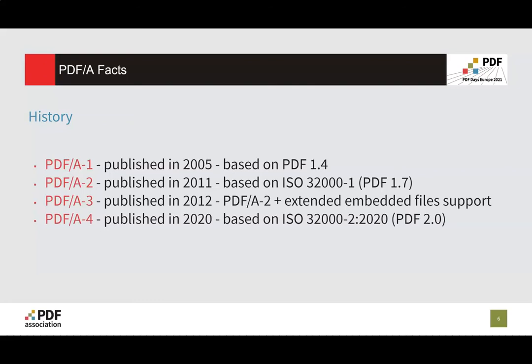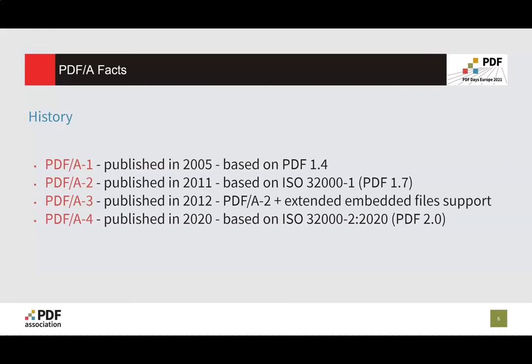PDFA3 is published in 2012 and has the same 3 conformance levels as PDFA2, so A, B, and U. The main difference is that PDFA3 allows embedding arbitrary file formats, such as XML, CSV, CAD, word processing documents, spreadsheets, and others, into PDFA documents.